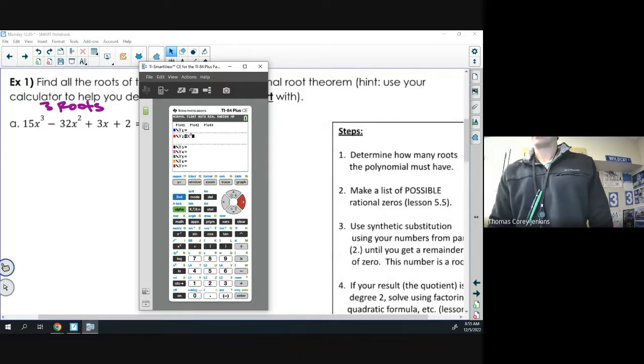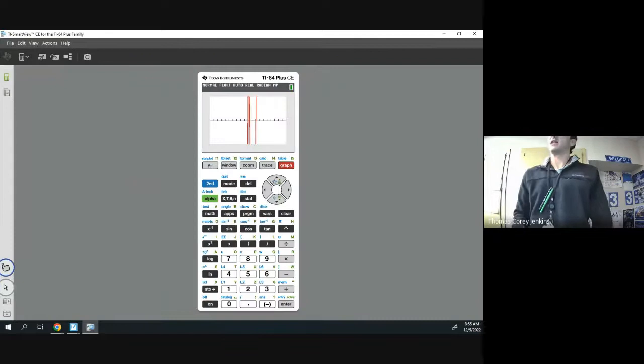Try again. 15x to the 3 minus 32x to the 2 plus 3x plus 2. So you know what they say, the 8th time's a charm. So now let's look at the graph. And I always do start by looking at the graph.